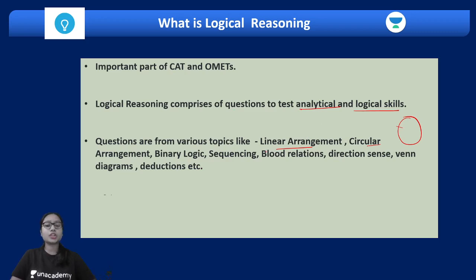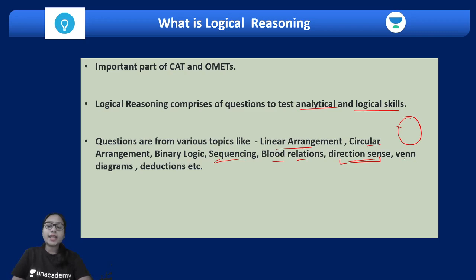Then we have binary logic, we have sequencing. Sequencing is pretty much like arrangement, but here the order matters. Comparison is there on the quantities. Blood relation questions are part of a lot of management exams. Direction sense questions means, for example, if you start from point A and you have to reach point B, then you turn left a bit in between, you turn towards a north direction, towards a south direction, and travel this much amount of distance. Such type of questions come under the category of direction sense.